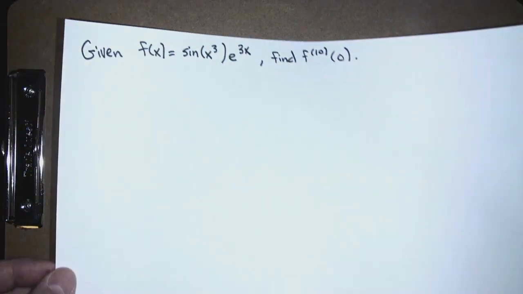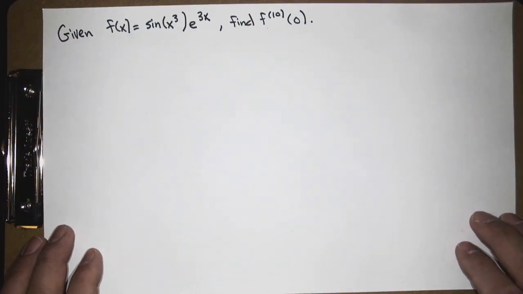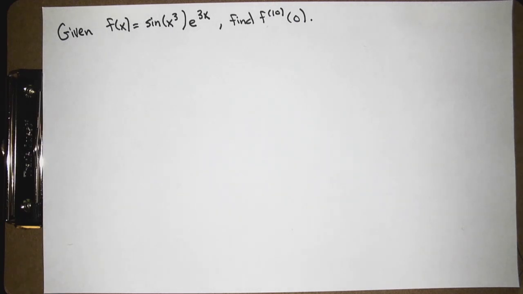So, this is an old quiz problem. We're given that the function is f of x equals sine of x cubed times e to the 3x. And we're told to find the 10th derivative at 0. All right. Now, do we need Taylor series to answer this question? Yes. Well, no. We can always take 10 derivatives, right? Will we mess up if we try to take 10 derivatives to answer this question? Probably. Yeah, probably we will.